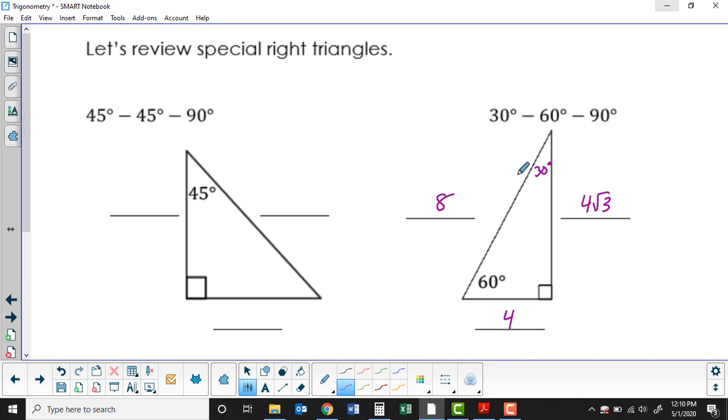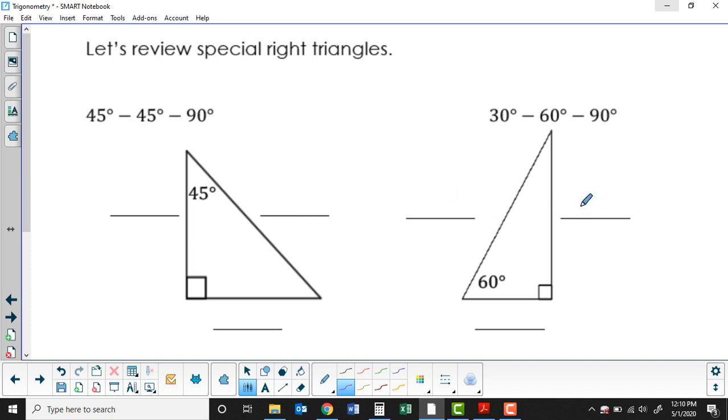So that type of problem is easy. If they give you the short leg, it's pretty easy to get the other two. If they give you the hypotenuse, well, that's pretty easy too. Let's say this is 10. Well, that means this is 5, because again, this side has to be twice as long as this side. And that means this side is 5 square root of 3. All right. The only time this gets a little bit difficult, well, there's 2 instances.